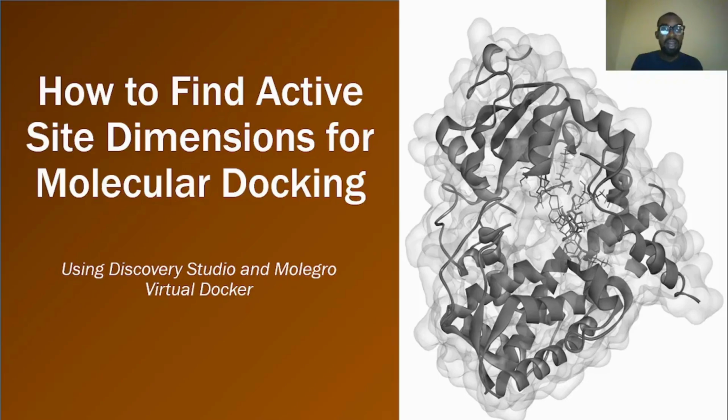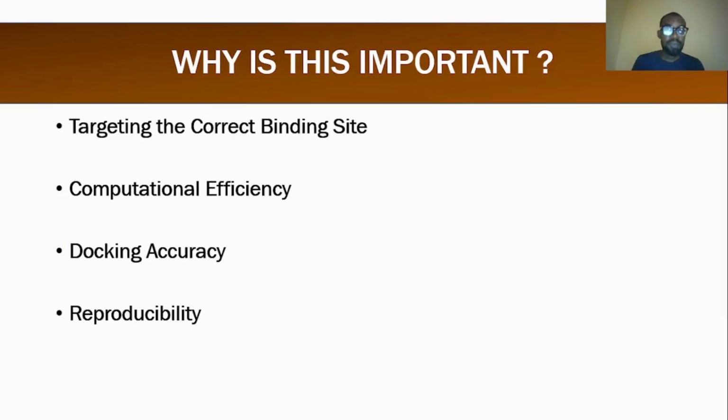Macromolecular docking, and I'll be using Discovery Studio and Molegro Virtual Docker to do that. Now, why is this very important? Because once you have the dimensions of the active site, it means you are targeting the correct site for docking. And that means that your results are reliable. So this is very important.